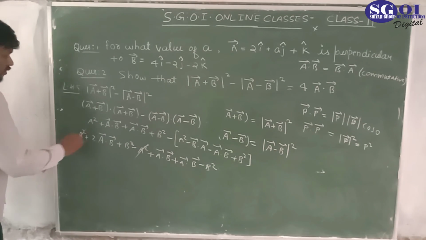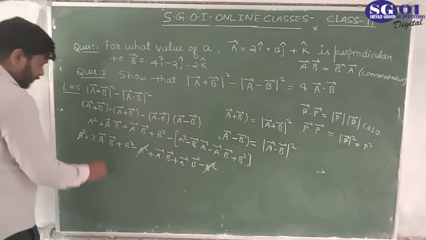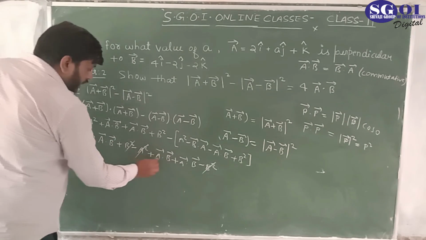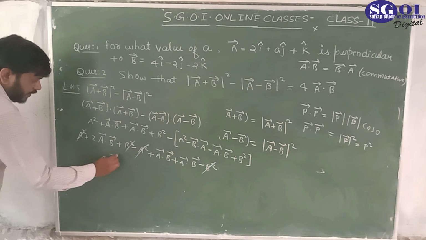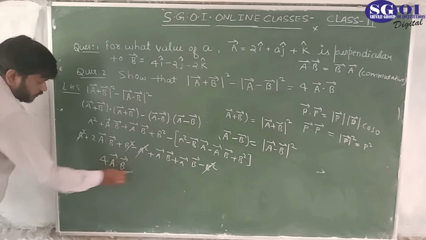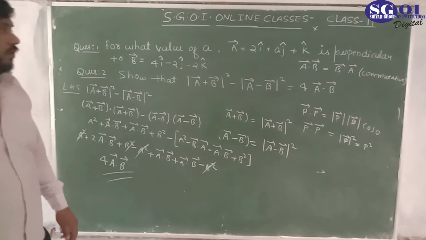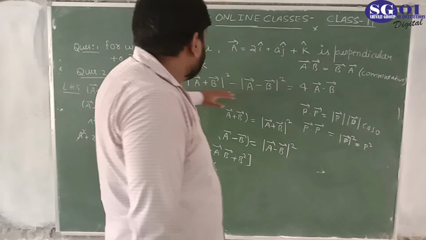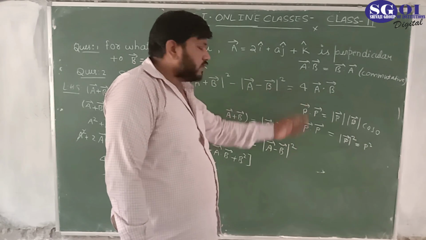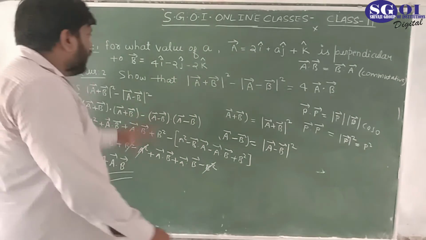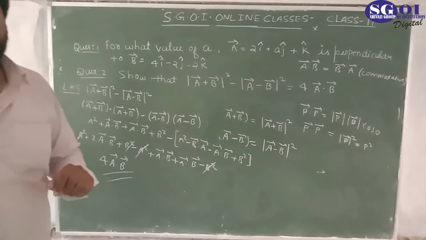A square cancels out, b square cancels out, a dot b 2ab, which is 4 a dot b. So we have proved this particular relation, that mod of a plus b whole square minus mod of a minus b whole square is equal to 4 a dot b. I think you have cleared this particular numerical problem. Thank you.